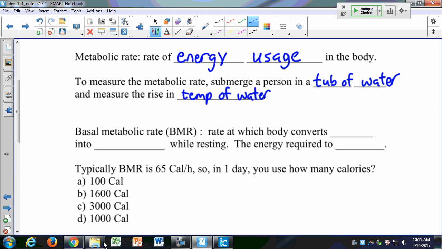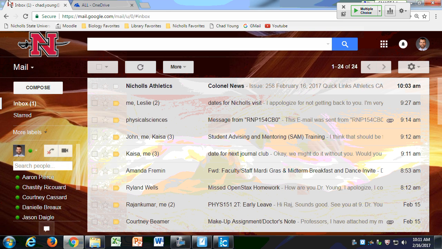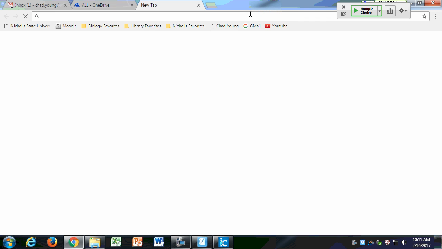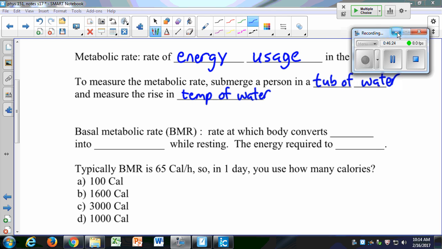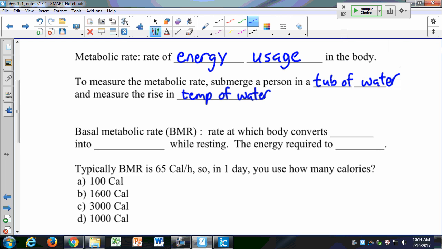Yeah, I have a little news program where they talk about measuring the metabolic rate. There are different ways to measure metabolic rate, but one way is to take a person, put them into a tub of water, and then measure the change in temperature of the water. That tells you how much energy they're actually putting into that water. What is their metabolic rate?